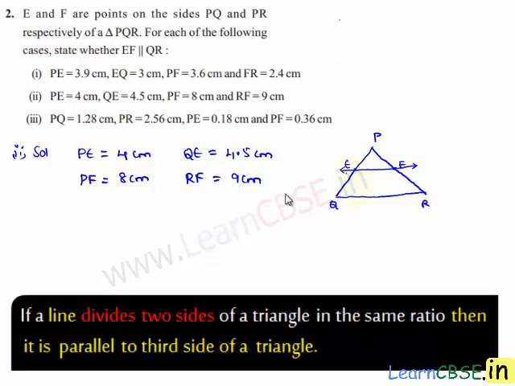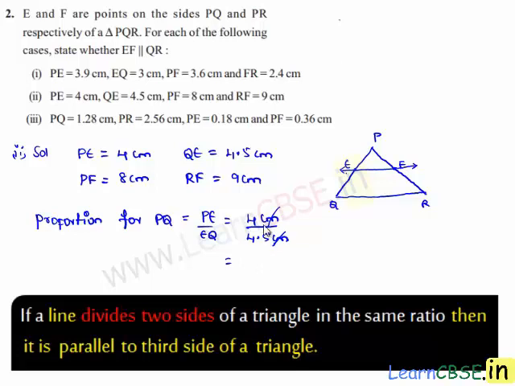So from converse of basic proportionality theorem, we can say that if a line divides two sides of a triangle in the equal proportions, then the line will be parallel to the third side. So let us verify that condition. Let us find the proportion separately for both sides divided by line EF. That is, proportion for PQ will be PE by EQ, which is equal to 4 centimeters by 4.5 centimeters. As centimeter is common in both numerator and denominator, that will be cancelled.